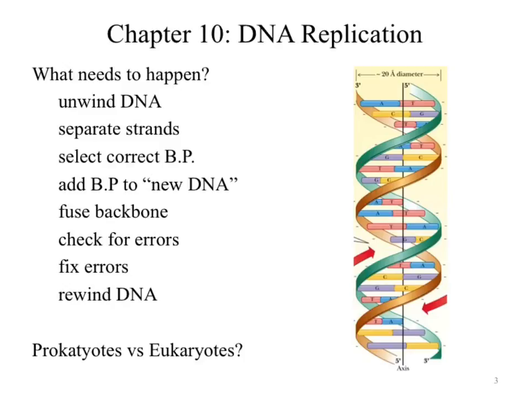So unwind the DNA, separate our strands, select the correct base pair, add new base pair. Okay? Fuse the backbone, check for errors, fix errors, rewind DNA. Okay? Which are all the important aspects that we just kind of addressed. Each of those is pretty much run by a different enzyme with similar processes. For instance, if we take a look at unwinding the DNA versus rewinding the DNA, would we expect that to be a different enzyme? Yes. Okay, why? Because one's going to coil and one's going to uncoil.